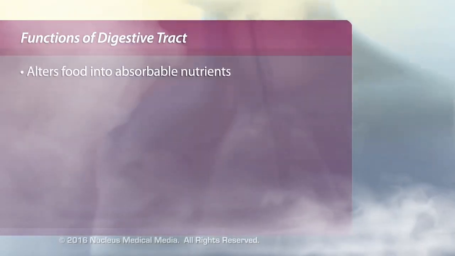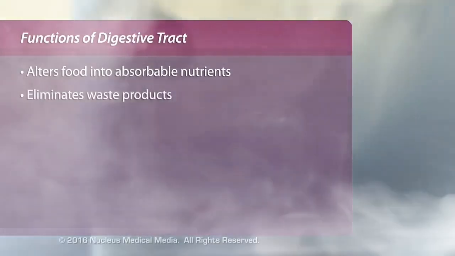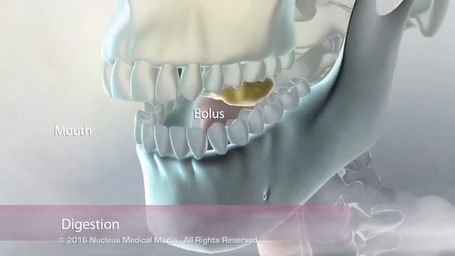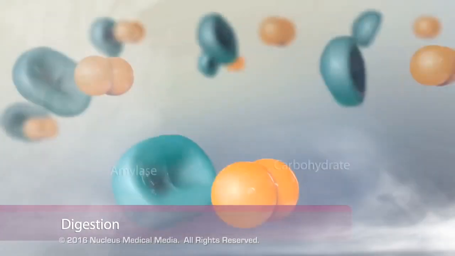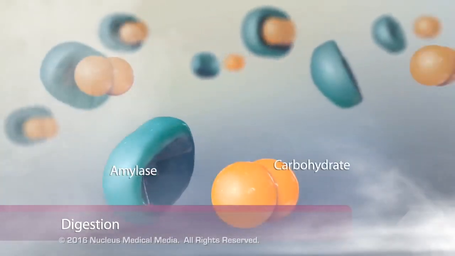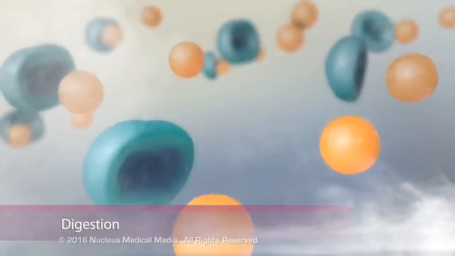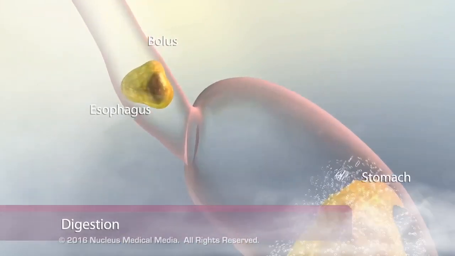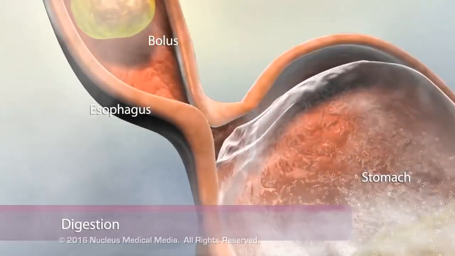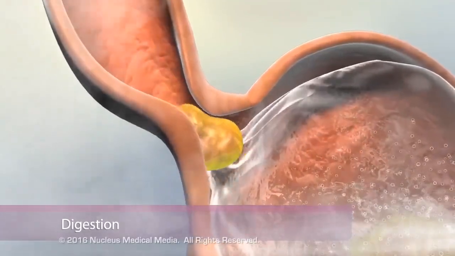The digestive tract alters food into readily absorbed nutrients and eliminates waste products. Digestion begins in the mouth. Saliva moistens the food, and amylase, an enzyme in saliva, begins the process of breaking it down. Food moves through the esophagus and enters the stomach, where digestive enzymes and stomach acid continue breaking it down.